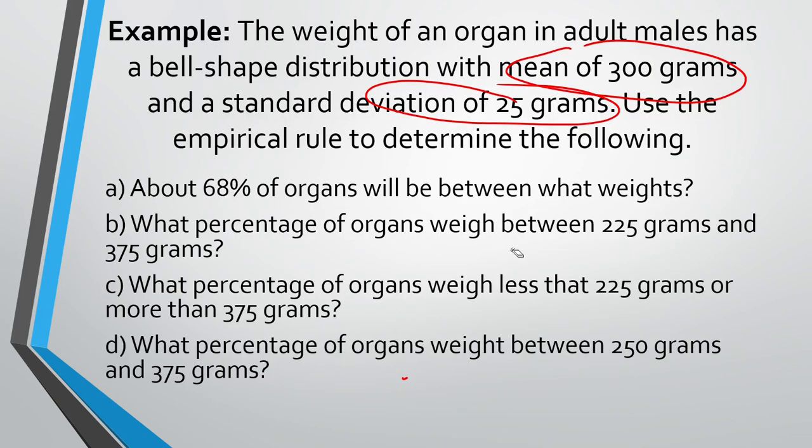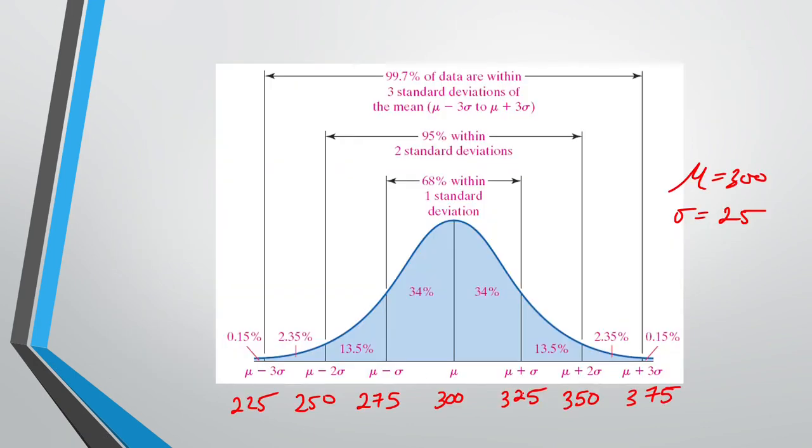In part A, I want to know about 68% of organs will be between what weights? If we look at our picture, we know 68% of organs are going to be between 275 grams and 325 grams. So for part A, our solution is between 275 and 325 grams. 68% of the organs will be between that weight range.